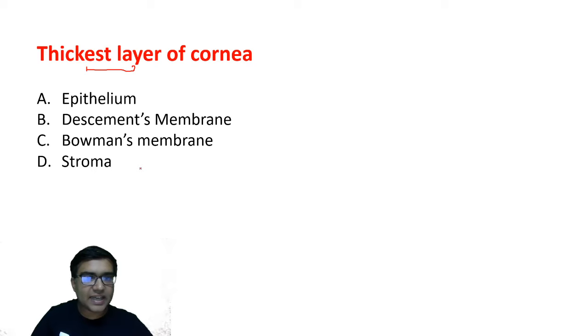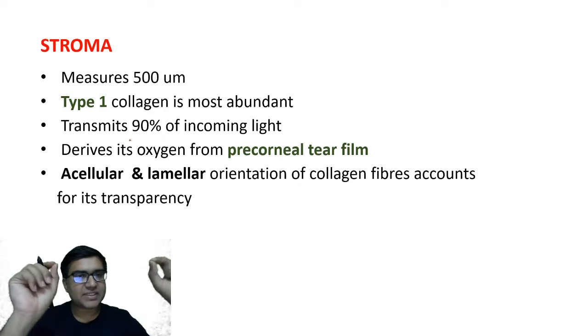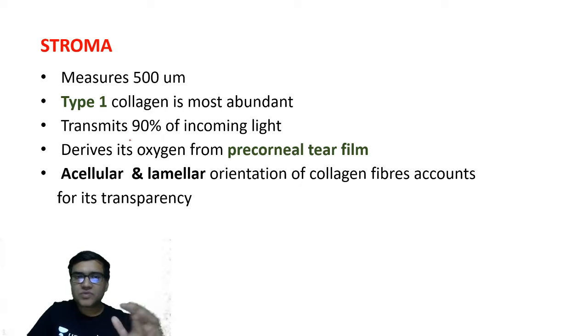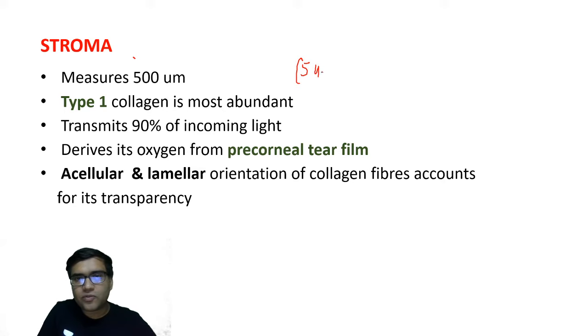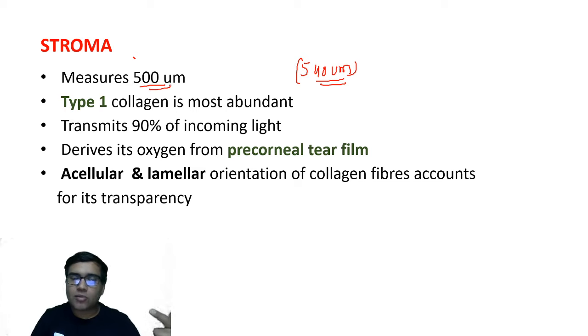Very good, Dr. Sneha. The answer here is stroma. So remember, the stroma contributes 90% of the corneal thickness. Usually in Indian eyes, the corneal thickness is around 520 to 540 micrometer. Out of this, 450 to 500 micrometer is contributed by stroma only.